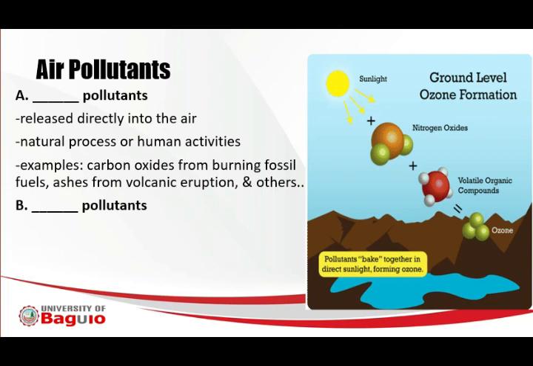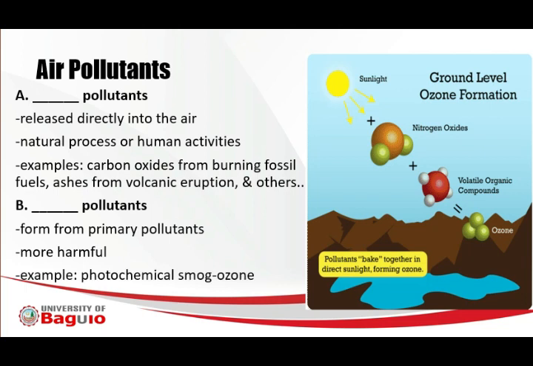And take note, since this is a combination formed from the primary pollutants, we can say that this is more harmful compared to the primary pollutants. A very good example is what we call the photochemical smog ozone, or sometimes it is only termed as ozone. What does it mean when we talk about photochemical smog? I don't know if you have heard before, but let me try to explain.